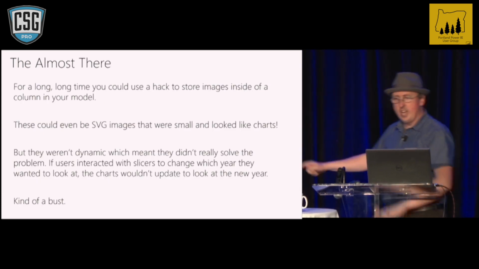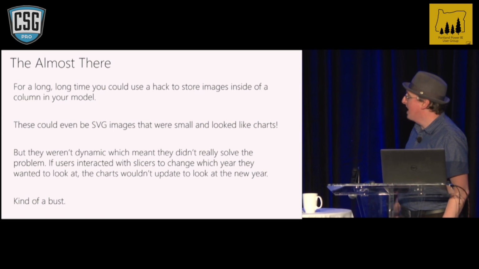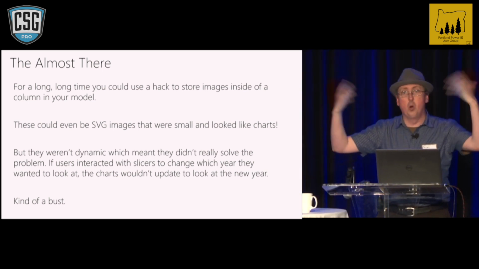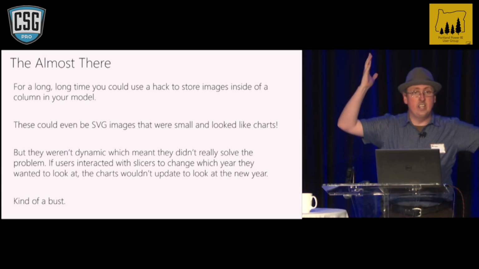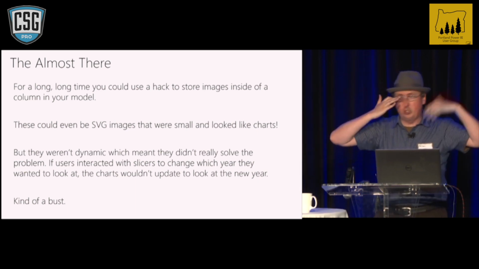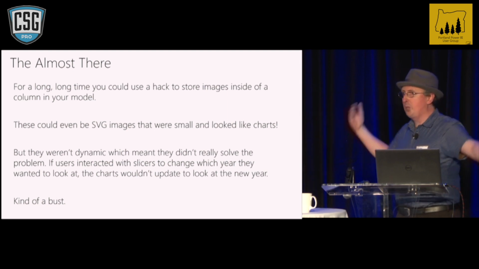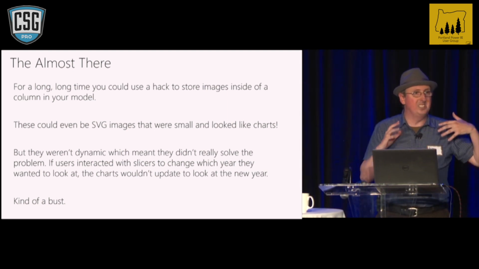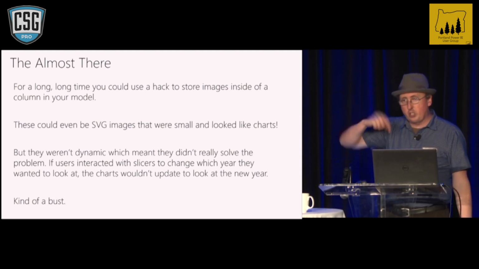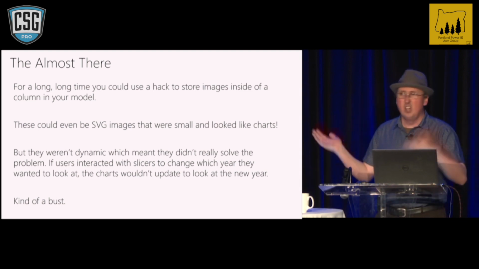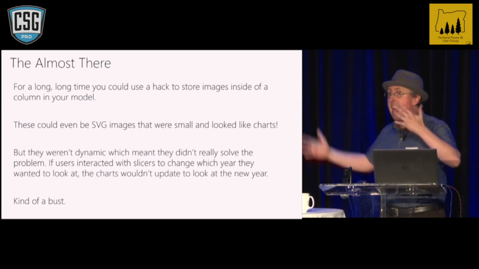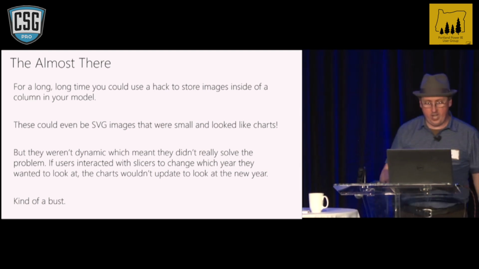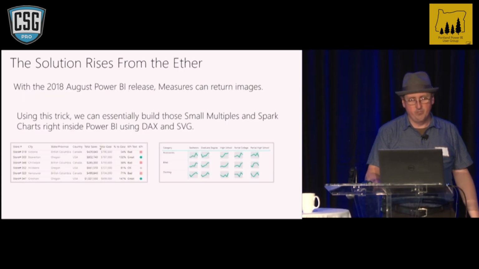So for a long time, there was a hack that you could use, which was kind of nice, where you could actually take the text of an image. You basically open the image up in Notepad, copy it, and drop it into a column in Power BI, and you could store the image in that column. That was super cool, but it had one big drawback. That visual was completely static. It wasn't dynamic. So if a user clicked and sliced and diced, nothing happened to your chart, which is kind of bad for a chart. We want charts that are dynamic, so when you interact with the report, the charts all change. That was kind of a bust.